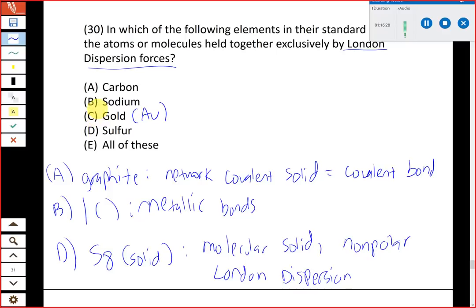So the correct answer for this would be sulfur, which is choice D. And that's going to be the one that has exclusively London dispersion forces holding its molecules together. The rest of these are going to involve some sort of covalent or metallic bonding in addition to other types of forces. Okay? So do we have any questions on this topic?